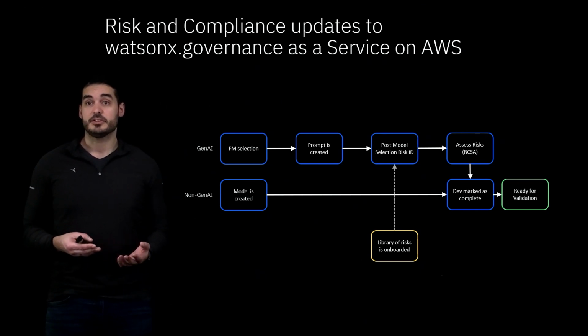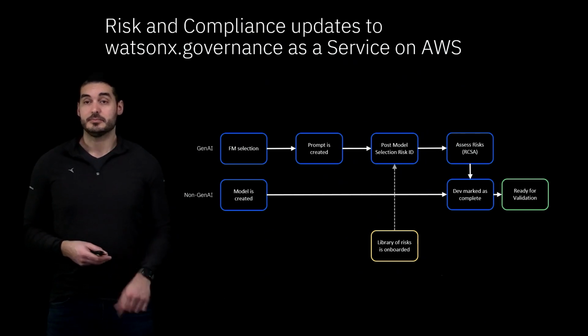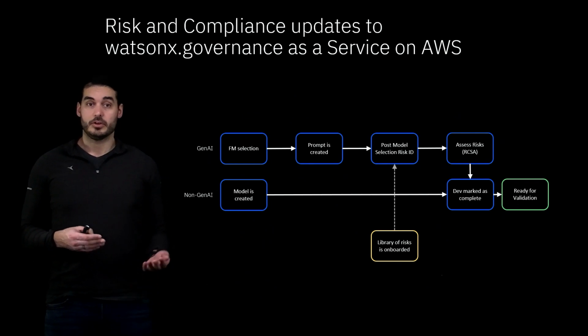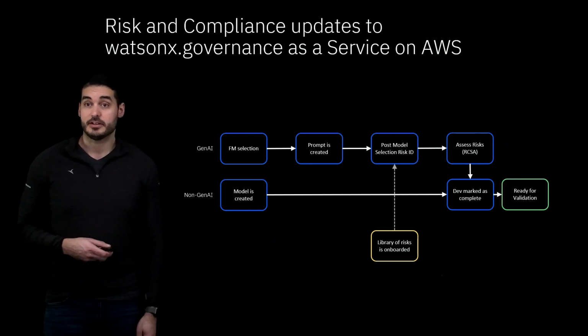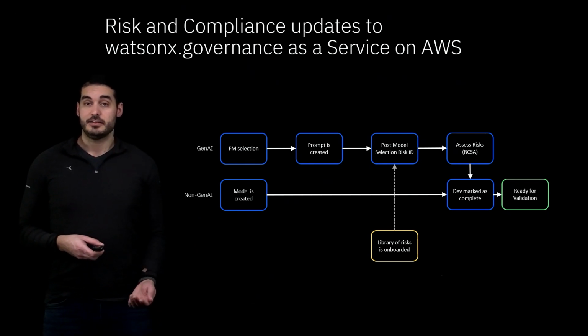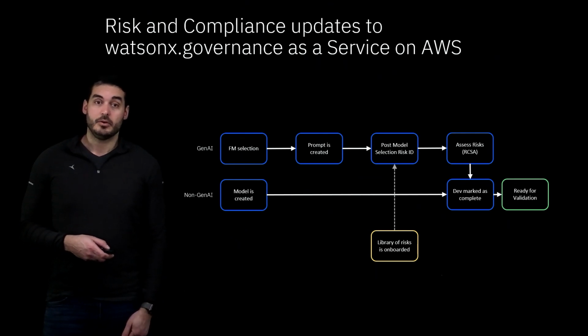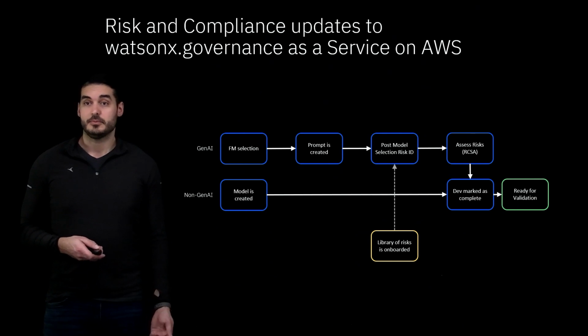So it's a smaller assessment compared to the earlier ones that we discussed, but there is the possibility that some additional risks could be identified here. Those risks will go through the same RCSA process that we've already discussed, and now we have a complete risk profile of the use case and the model all integrated together. Once the risk assessment process is complete, the prompt template could be marked as development complete and submitted for validation, similar to the non-GenAI case.